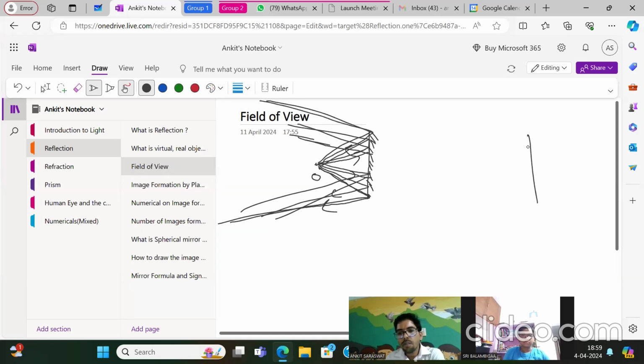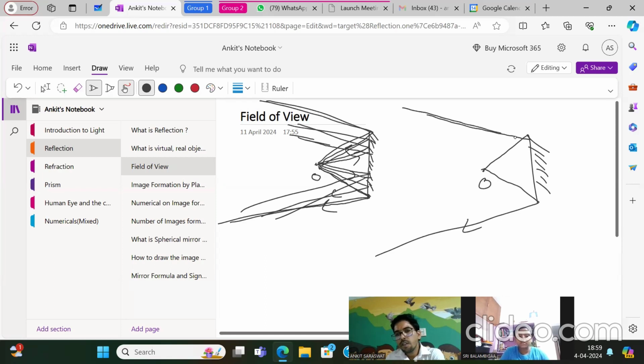For example, this is a plane mirror. If this is the object, the ray which is striking the end of the mirror, this is only the last ray. Yes, sir. In between that, so many rays will be present. Clear? Yes, sir.